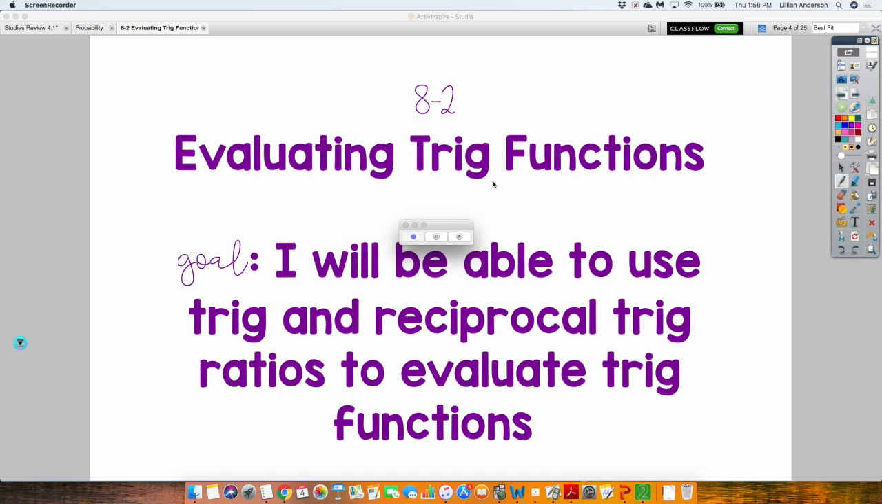So we're actually going to be talking about those 3 today, and then using all 6 to actually evaluate trig functions, okay? Did y'all know there was more than 3? Some y'all did, some y'all didn't. Okay, well, today everyone's going to know.